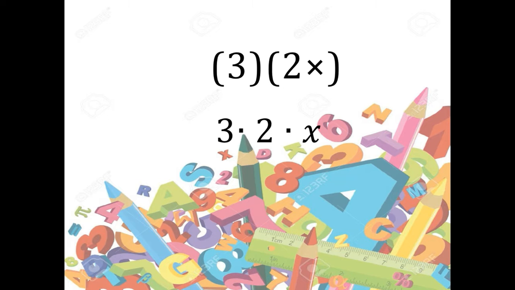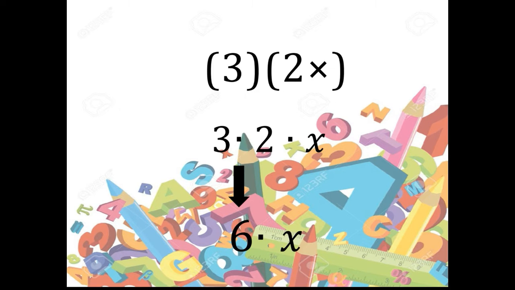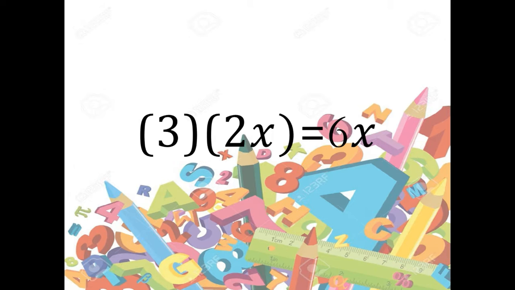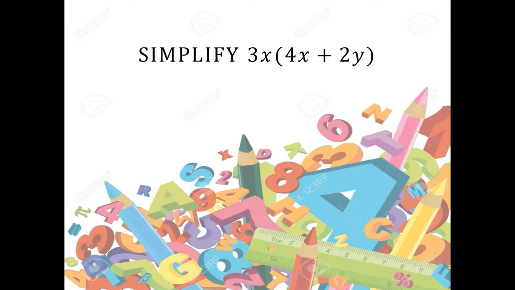Use dots for multiplication. After you break it down one by one, you can now multiply it. Follow the steps in multiplying polynomials. So, 3 times 2 times x. 3 times 2 is 6, times x is 6x. 3 times 2x is equal to 6x.